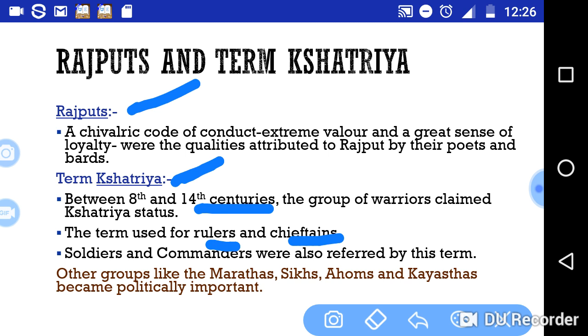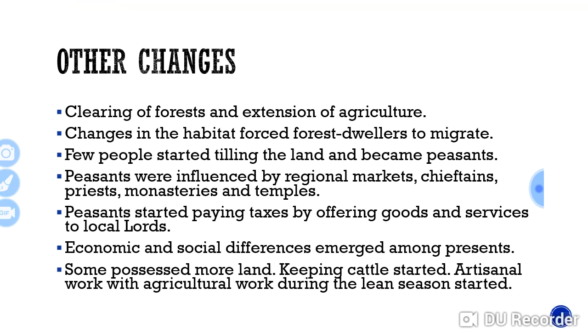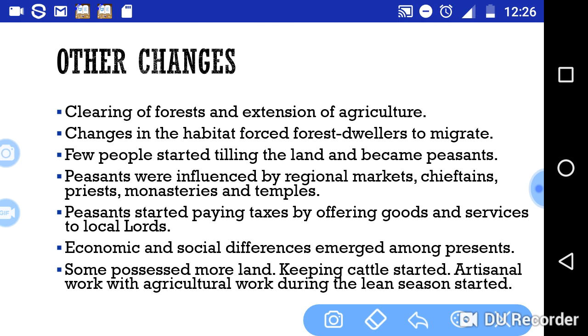And during this period, many groups became important. These groups were Marathas, Sikhs, Ahoms, Kayasthas. These groups became politically important. And there were many changes which occurred during this period, like forests were cleared, and we can see extension in agriculture, and many dwellers migrated to other places, and tilling of the land, that means improvement in agriculture, started, and many people became peasants.